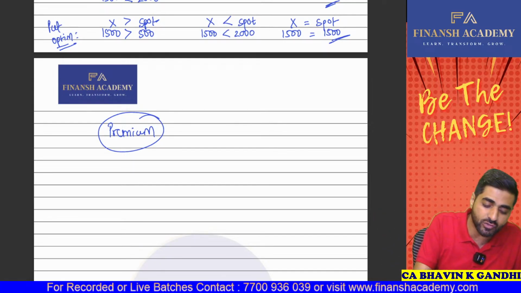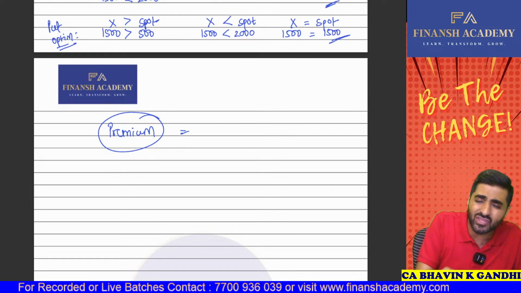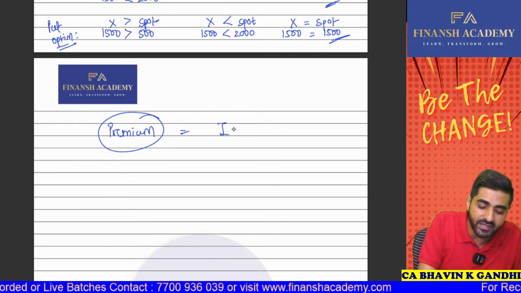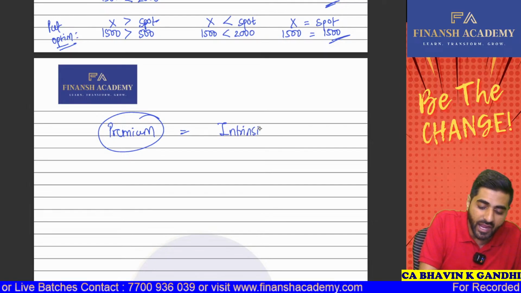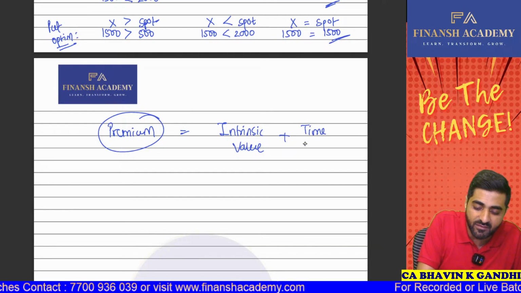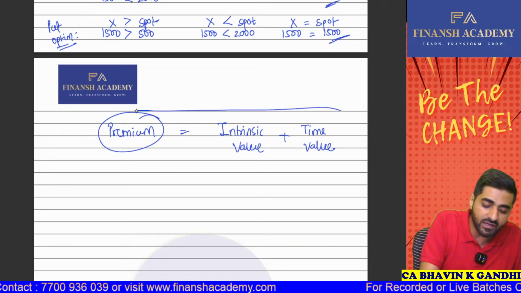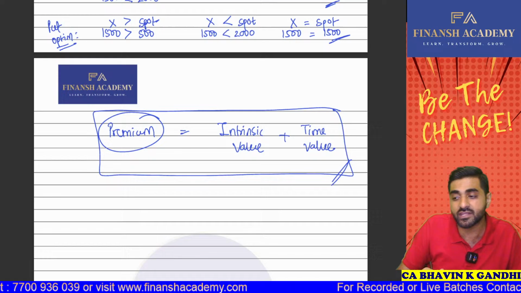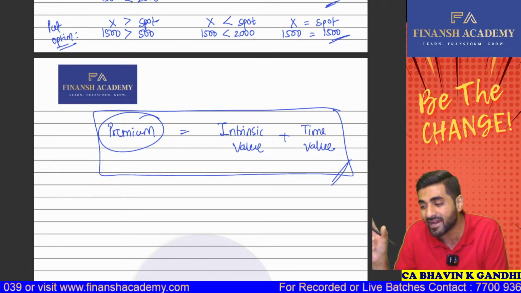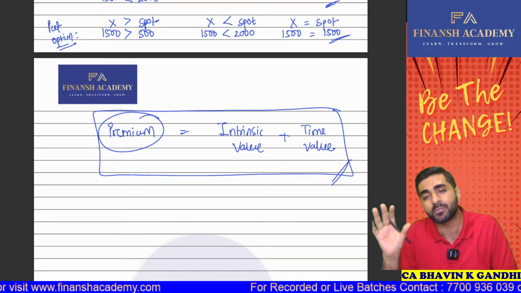That premium, my dear students, is nothing but the combination of two important things, that is your intrinsic value and your time value. So intrinsic value plus time value put together will give you the premium component. Come on, yes or no? Yes, sir. So intrinsic value and time value combined is going to give you your premium part.